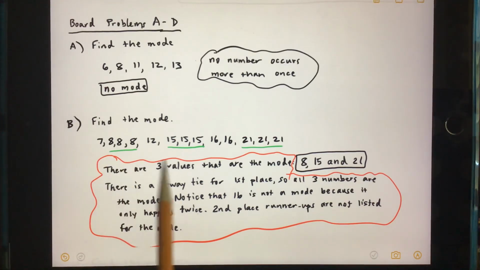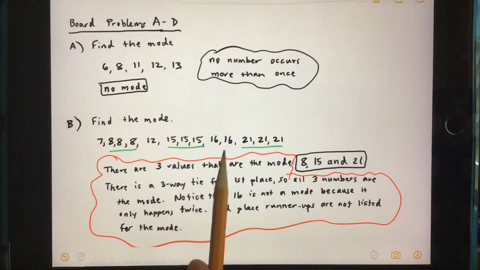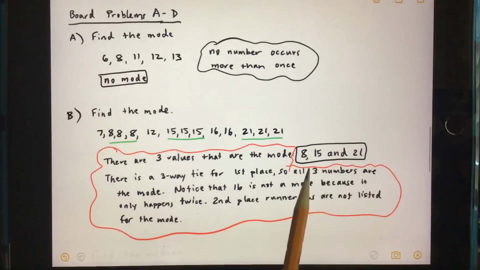All right, so I have 3 numbers that occur more than once. 8, 15, and 21 occur 3 times, and then I actually have 16 occurring twice. So what's the mode? The mode is 8, 15, and 21. There can be more than one value that is the mode. So the reason that there are 3 values in this case is there's a 3-way tie for first place. So all 3 numbers are the mode.